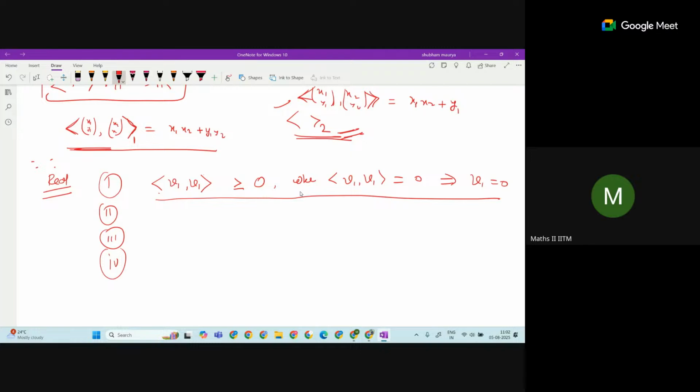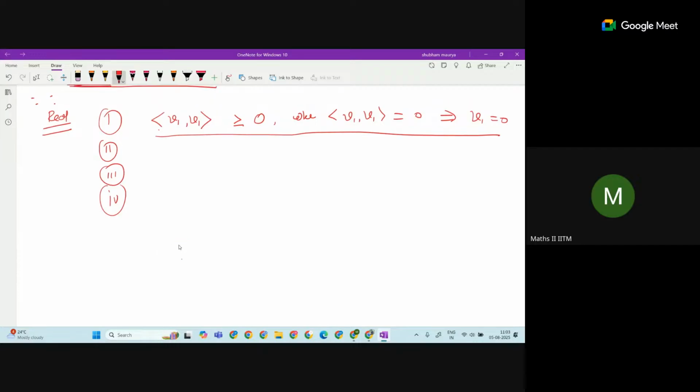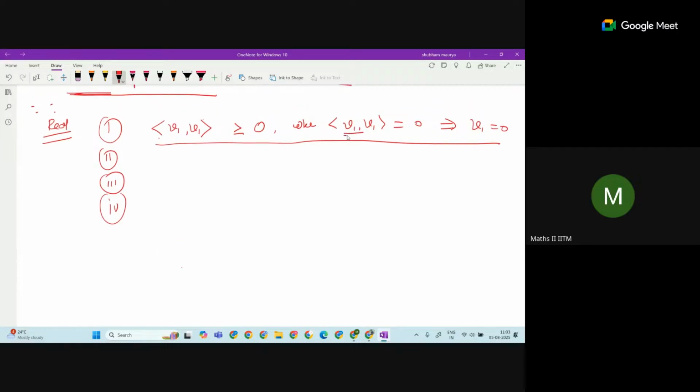If you take the same vector, let's say 1 comma 1 with the same vector 1 comma 1, and do the inner product, however the inner product is defined, if you are getting 0, that means your vector is going to be 0. So this is true only for the 0 vector. It is actually satisfied by the 0 vector, where you are getting the inner product as 0.